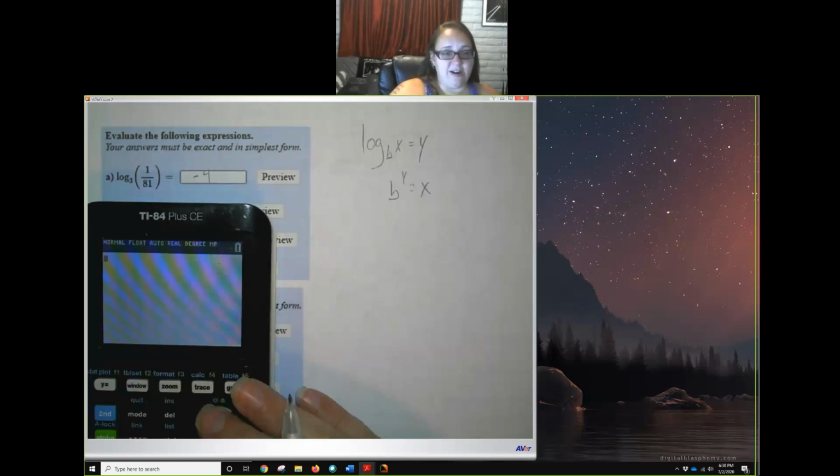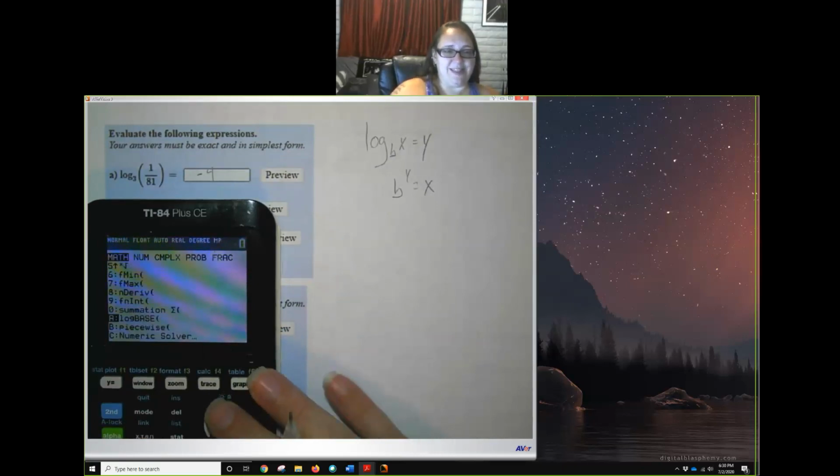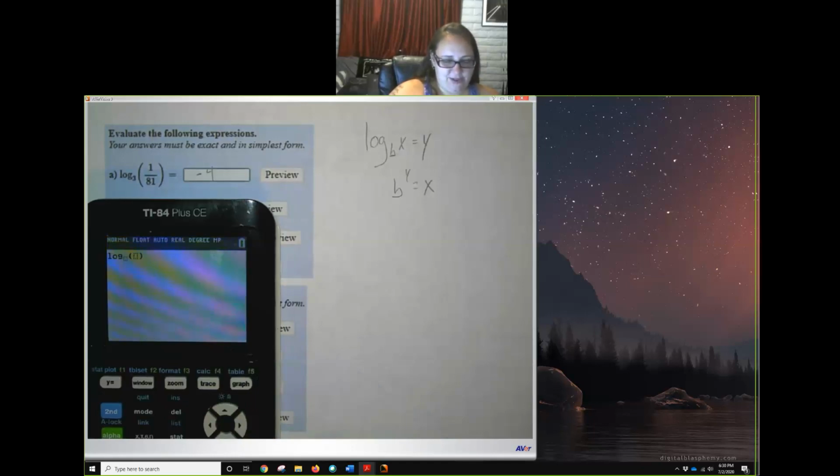In your calculator, if you press math and you scroll down, you see right here, I went too far. See right here, it says log base 3 of 1 over 81.